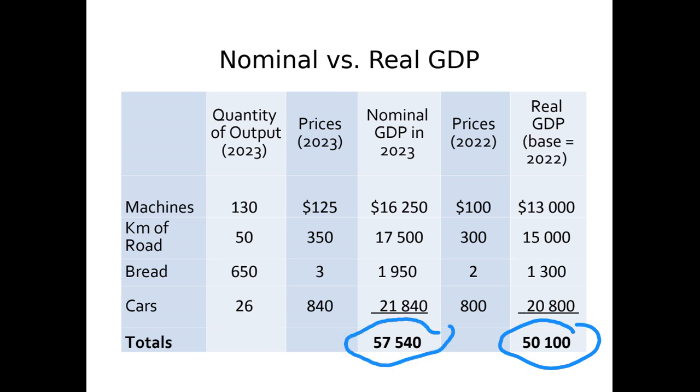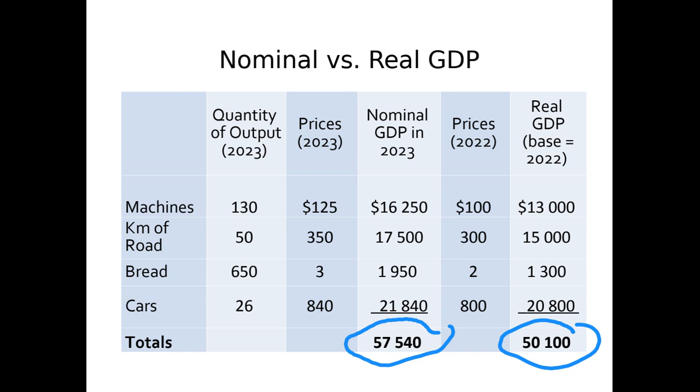which is less than the nominal GDP of 57,540. So why do we have different answers? Why is real GDP lower than nominal GDP? This is simply because of the prices. Prices of all these four products have gone up in 2023. That is why you have a higher value of GDP. Sometimes the nominal GDP has a very high value, but it does not always mean that the country is producing more goods and services. It is possible that because of an increase in prices, the nominal GDP is inflated.